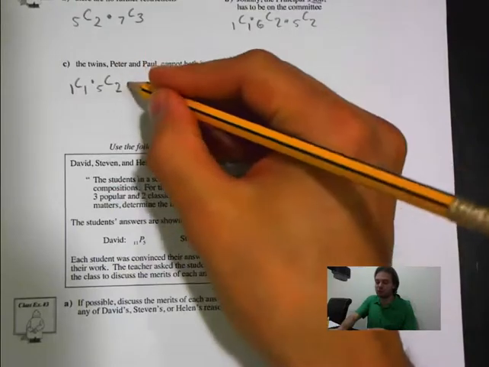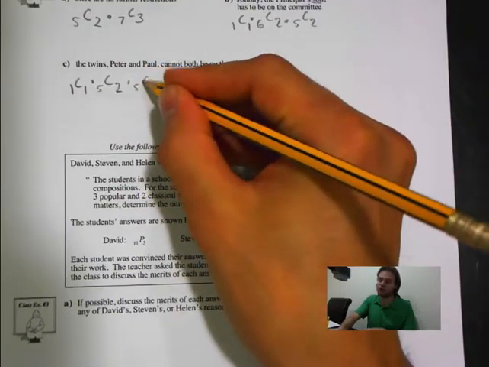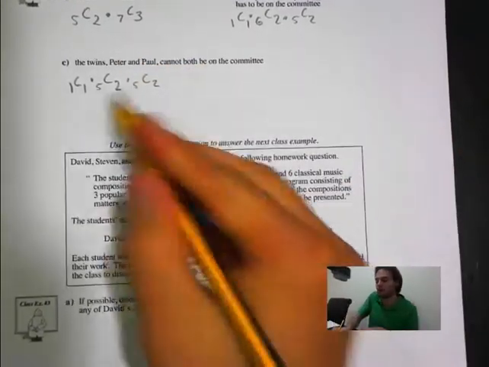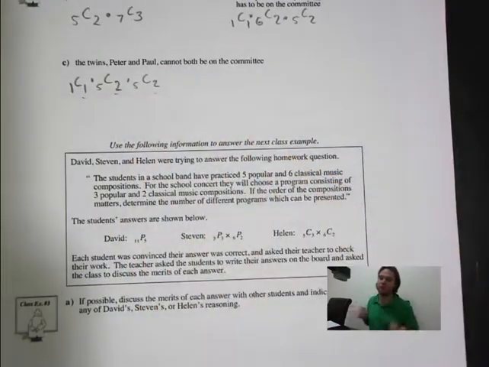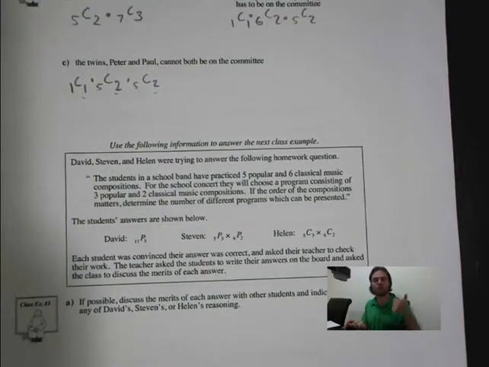And for the girls, there's only 5 girls to choose from, and we're choosing 2. And that would give us our counts of 1 choose 1, 5 choose 2, and 5 choose 2. Okay? So that's one choice. This is for Peter and not Paul.